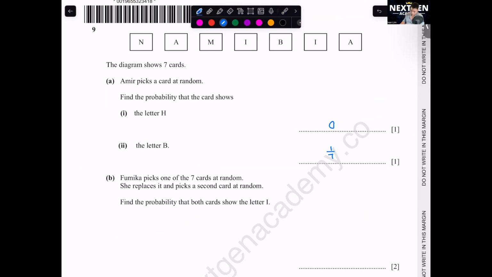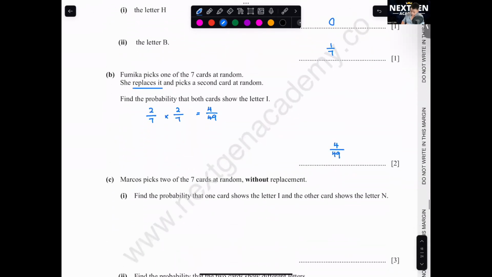Okay, question B. Fumika picks one of the 7 cards at random. She replaces it and picks a second card at random. Find the probability that both cards shows the letter I. Okay, we've got 2I, 2 over 7. Since this is a replacement, so nothing changes. So 2 over 7 times 2 over 7, which is equals to 4 over 49. If it's without replacement, only you need to minus it off. Then you see this question.